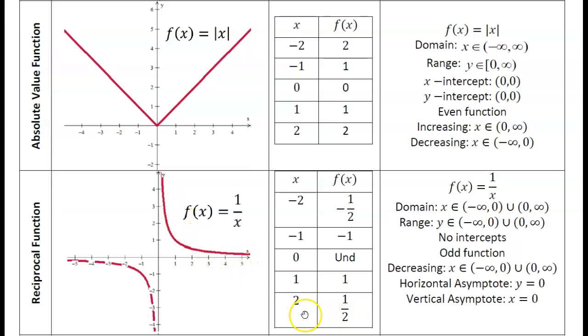So you can see as we start to plug in bigger and bigger numbers, like 3, 4, 5, we're getting smaller and smaller values, 1/3, 1/4, 1/5, 1/6. We're just getting closer and closer to the x-axis, but it turns out we'll never reach the x-axis, so we don't intersect the x-axis on this reciprocal function. And again, here are some of its properties.